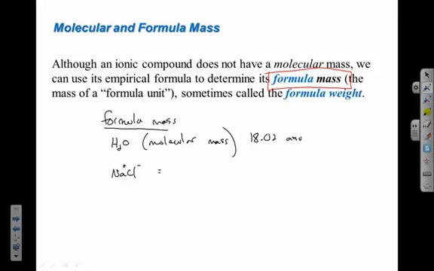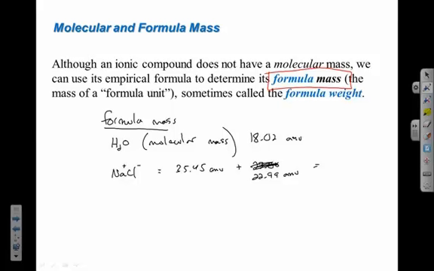So we look on the periodic table. On average, the mass of chlorine, 35.45 AMU. On average, the mass of sodium, 23.00, I think. No, 22.99 AMU. So we just add those together. That would give us the formula mass. So the formula mass is the average mass of one of the repeating units that that compound is made up of.